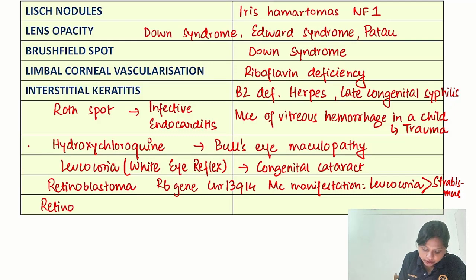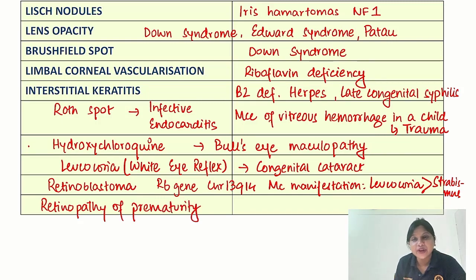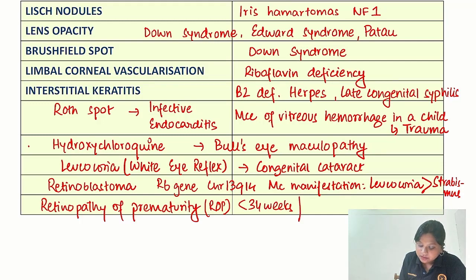Now, few points regarding retinopathy of prematurity. When would you screen for retinopathy of prematurity, that is ROP? Less than 34 weeks or less than 2000 grams. It can be either or. This is the gestational age, this is the birth weight.